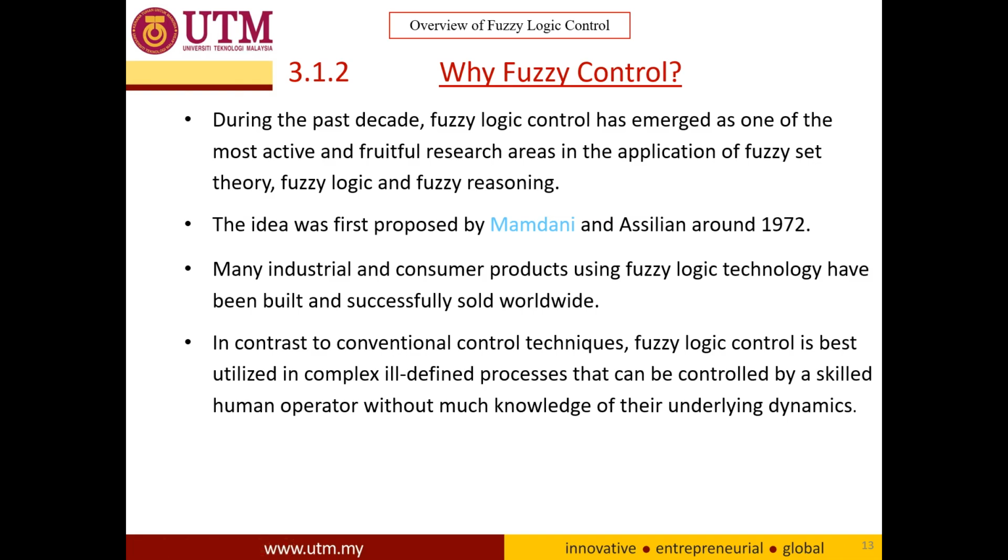So why fuzzy logic control? During the past decade, it has emerged as one of the most effective and fruitful research areas in the application of fuzzy set theory, fuzzy logic, and fuzzy reasoning. It was first proposed by Mamdani and Assilian around 1972. And since then, it has been applied and successful products have been sold worldwide.